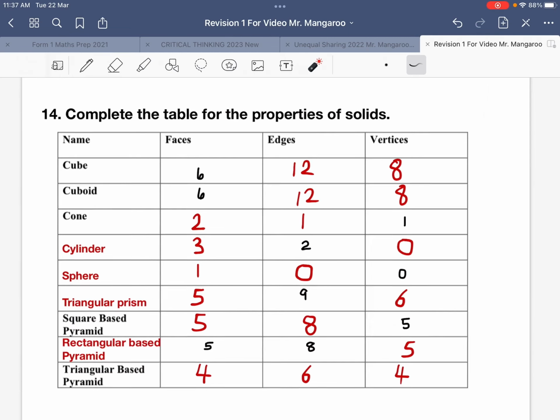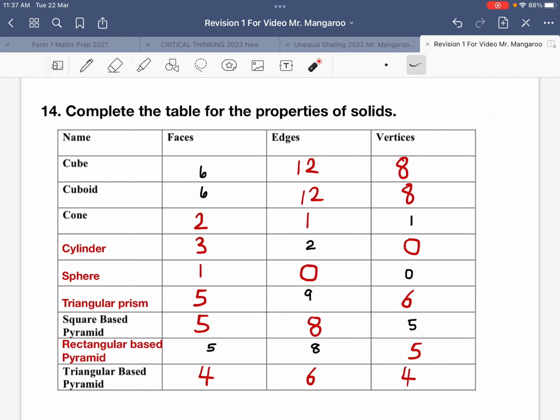Next, solids. So I won't go through each item. Take a look and make your corrections. Now remember, we have a full video on solids where we have 3D printed the shapes and we go through all the faces, edges, and vertices. We even have a video on cross-section of solids. You can take a look at that as well.